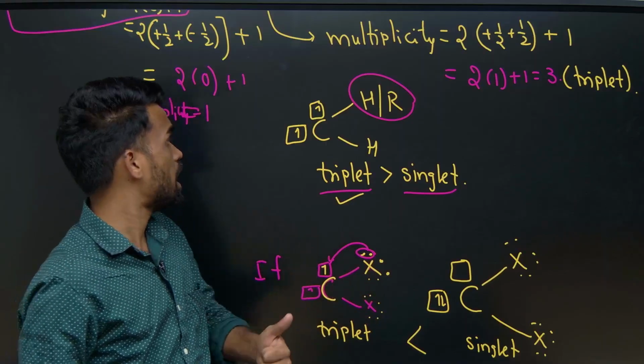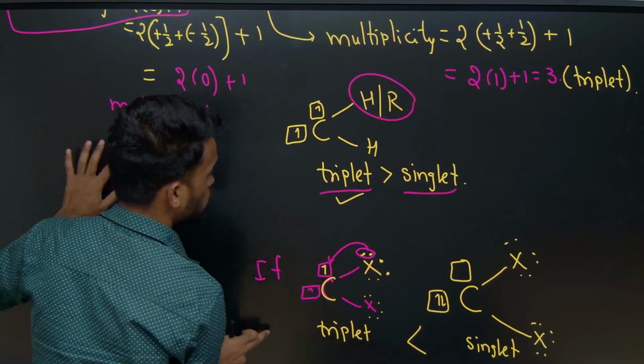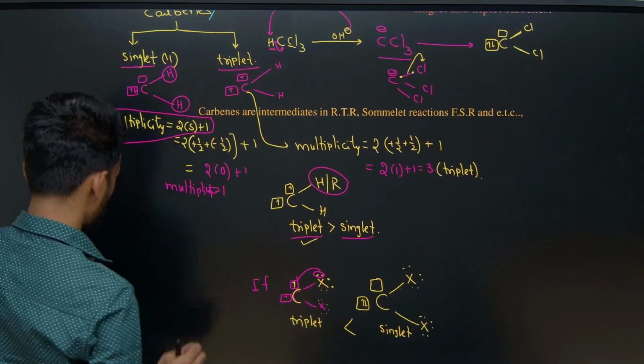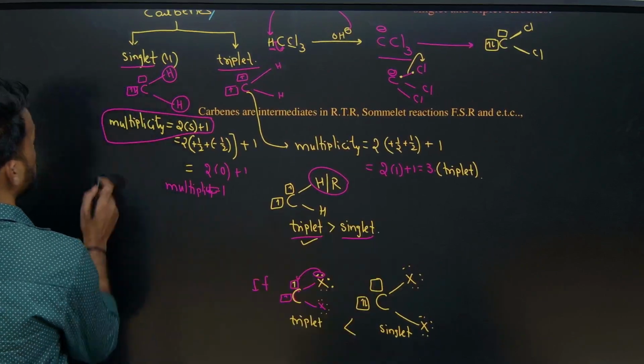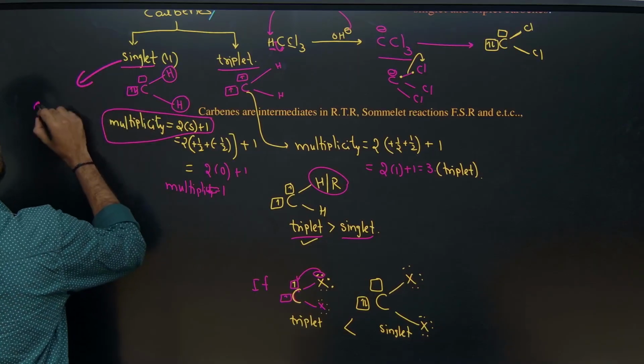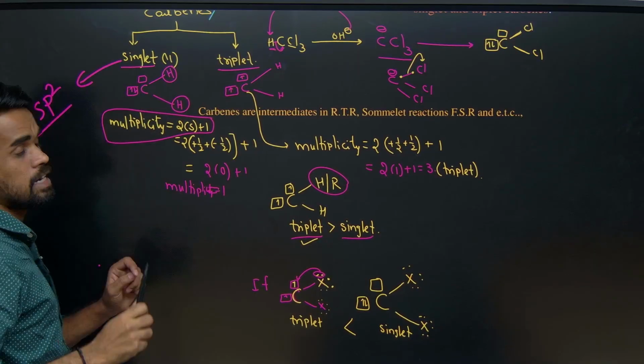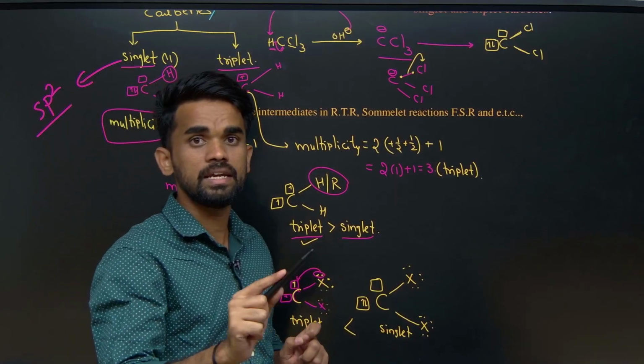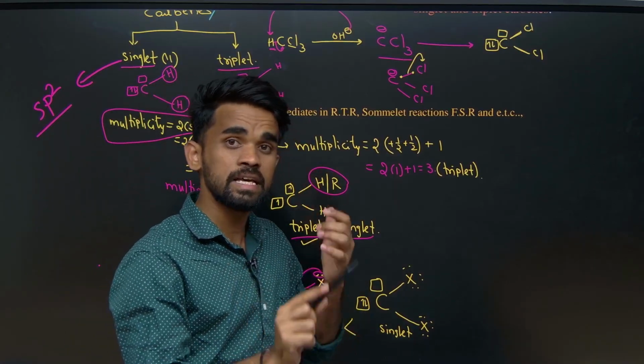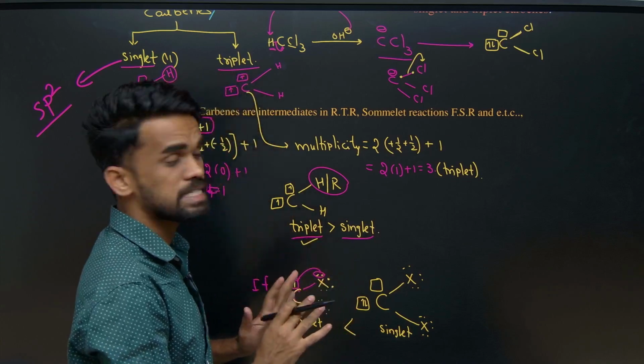Okay, what is the hybridization of singlet carbene? You should remember this also. Singlet carbene hybridization is sp2 and it is bent, while the triplet carbene is linear, so in that case the hybridization is sp. I hope everything is clear here.